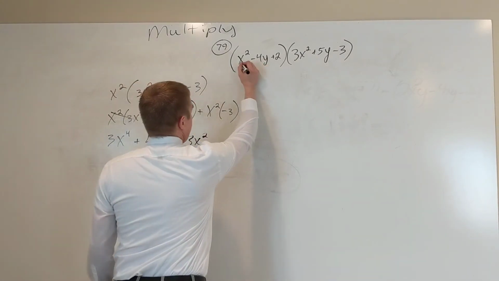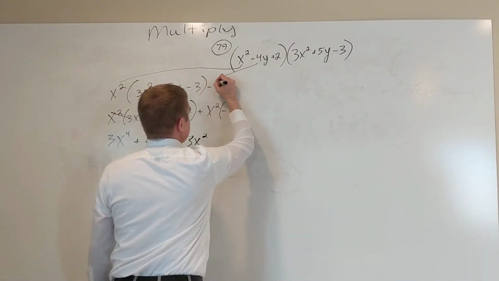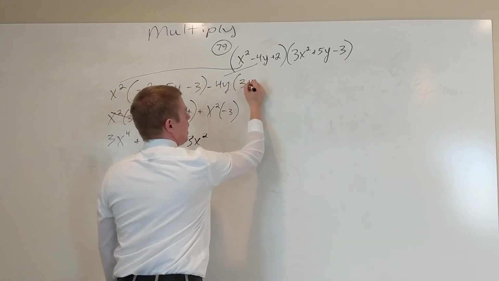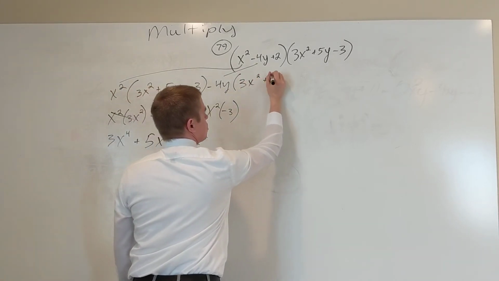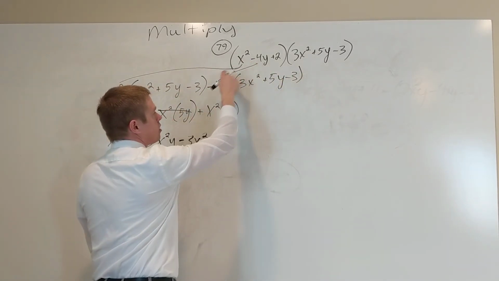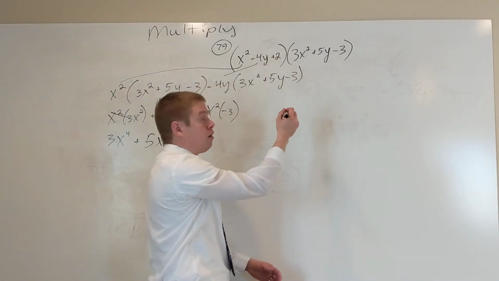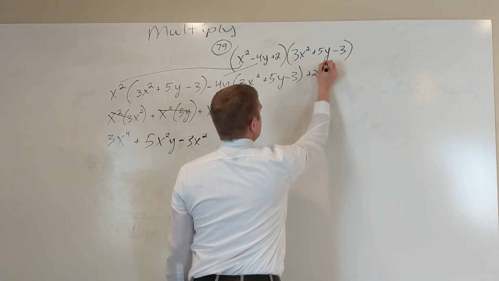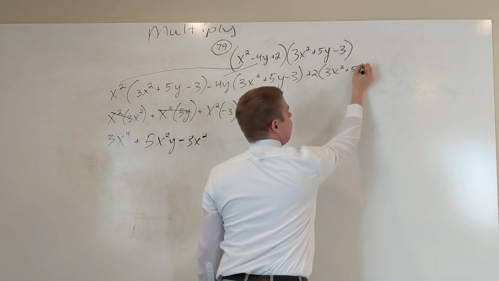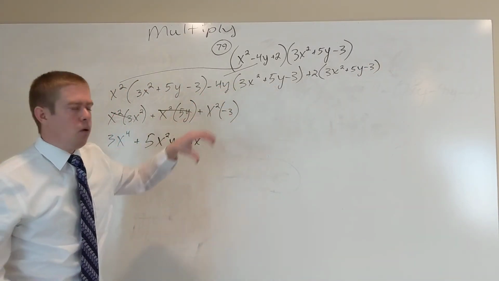So I took care of this term here times everything in the parentheses. Now I'm going to use the second one. So I'm going to say minus 4y times 3x squared plus 5y minus 3. There I've got the second term in the trinomial times everything else. And I'm going to go ahead and put the third one down, which is plus 2 times 3x squared plus 5y minus 3.